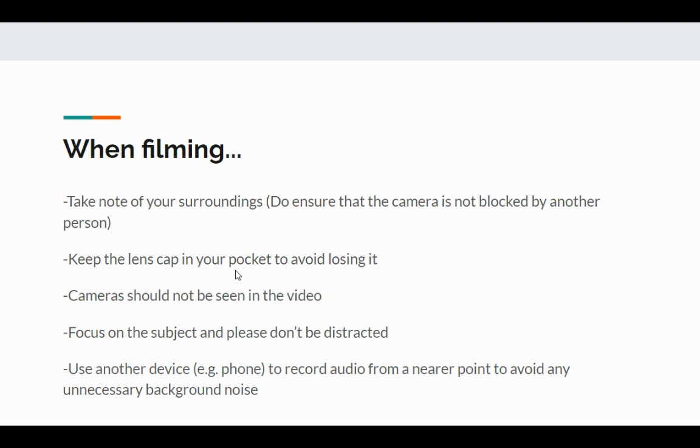I say focus on the subject, please don't be distracted, and if needed, please use another device to record from a nearer point if the unnecessary background noise, for example the aeroplane flying past, is very loud.